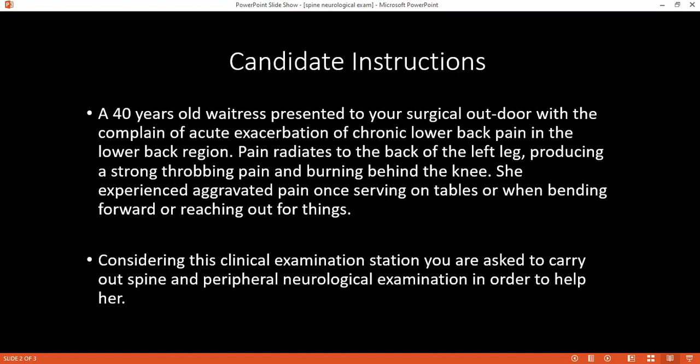Same on the foot. I'll ask her to push downwards and upward for flexion, plantar flexion and dorsiflexion. And then finally on the great toe, I'll ask her to pull the great toe against herself.